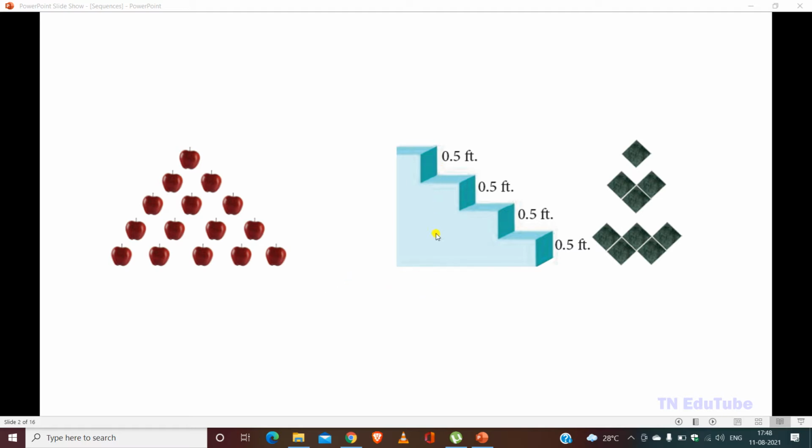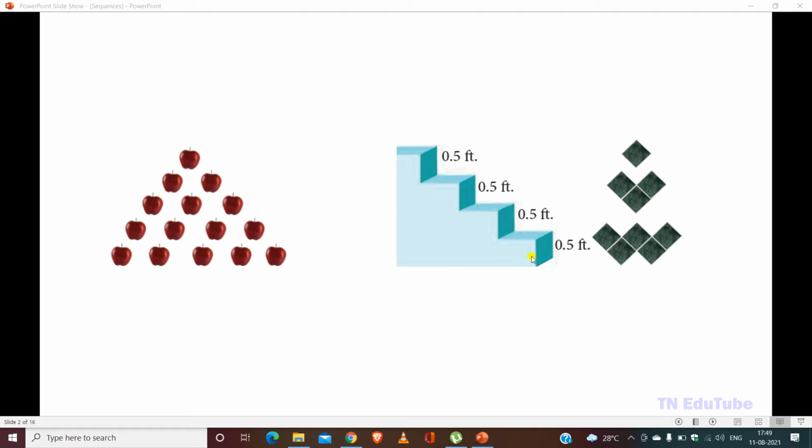See the steps. Second picture, it is steps. The height of the step is 0.5 feet. So the height of the step can be arranged like this. 0.5. So second step is 0.5 plus 0.5. So you get 1 feet. Then 1 feet plus 0.5. So 1.5 feet, etc. Isn't it? So the numbers are 0.5, 1 feet, 1.5, 2 feet, etc.